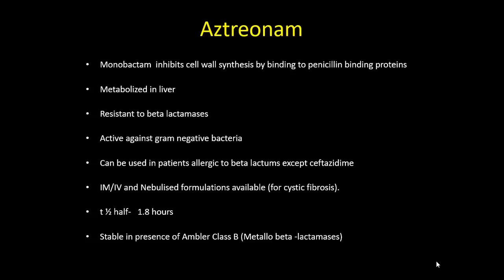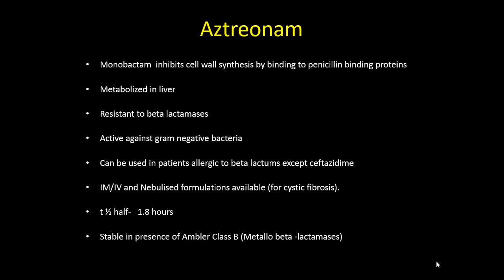Aztreonam is another beta-lactam, a monobactam that inhibits cell wall synthesis, metabolized in the liver, with resistance to beta-lactamase. So that's why organisms which produce beta-lactamase have no effect on Aztreonam. Active against an extensive range of gram-negative bacteria. Gram-positive coverage is very little. Can be used in patients allergic to beta-lactam rings, and also ceftazidime.